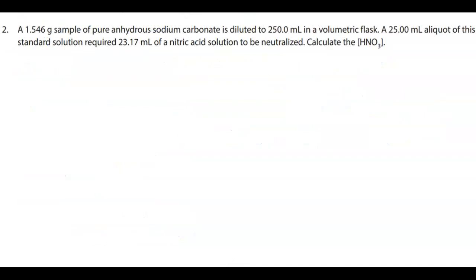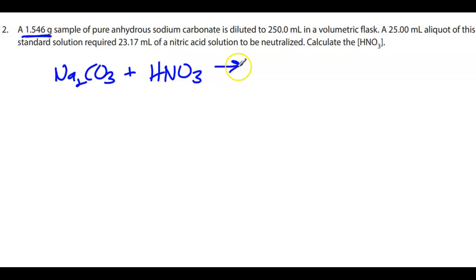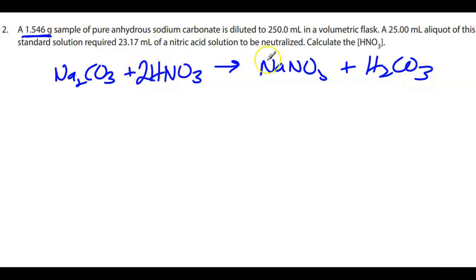Okay, so this question is actually very, very similar. The only difference is instead of solving for moles by doing C times V, we're given the mass value. So we have to do mass over the molar mass. So let's take a look at this one. We have sodium carbonate reacting with nitric acid, which is going to give sodium nitrate and carbonic acid at the end of the day. Okay, and then this is going to be a 2 and a 2.